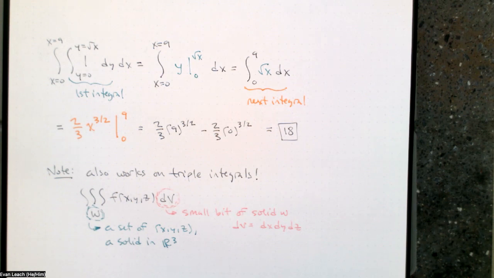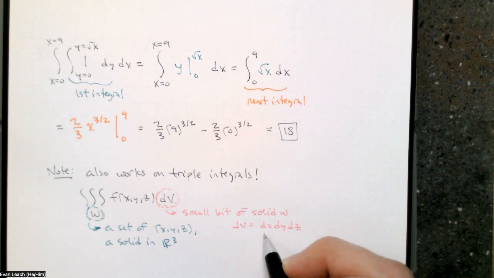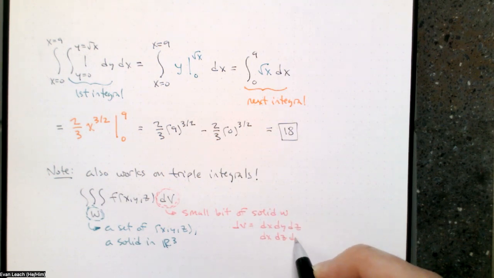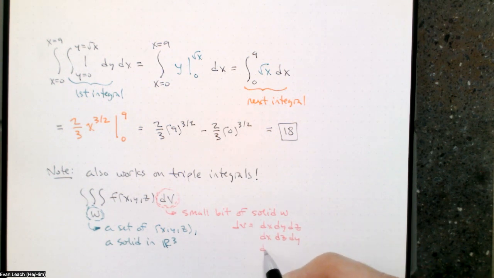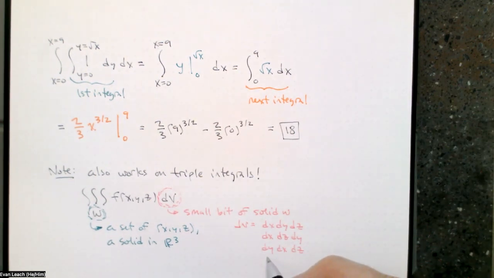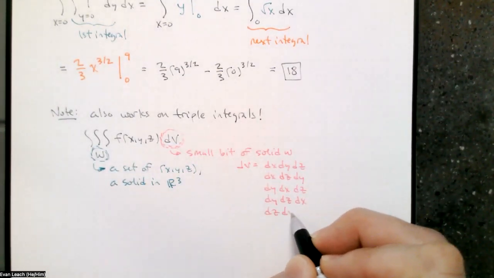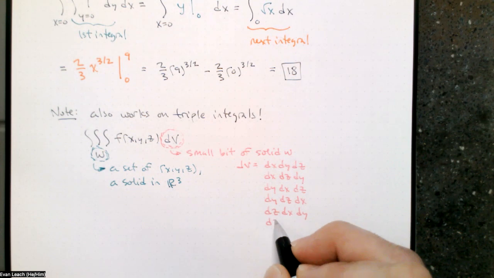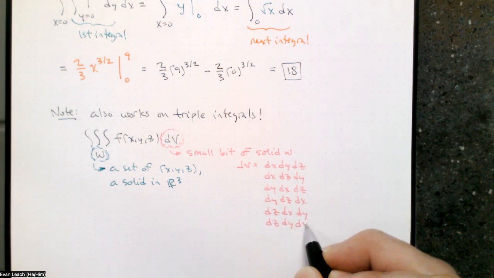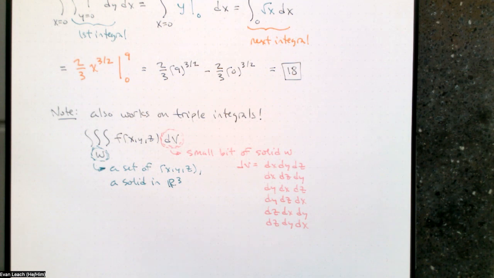Or a dx, dz, dy. Or dy, dx, dz. Or a dy, dz, dx. Well, I've got 4 of the 6. I might as well keep going. Or a dz, dx, dy. Or a dz, dy, dx. There are 3 of them. So we've got 6 possible orders that they could show up.